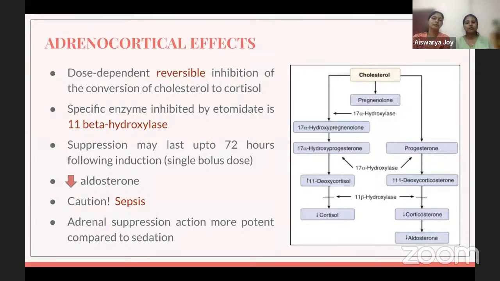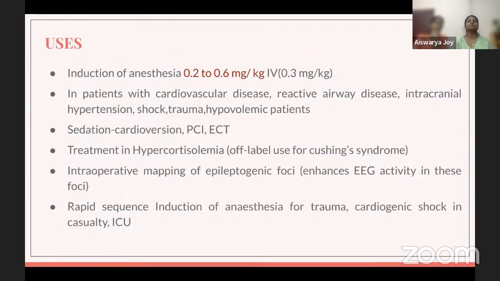Coming to the adrenocortical effects, which are the most important side effect of etomidate, there is dose-dependent reversible inhibition of the conversion of cholesterol to cortisol. The specific enzyme inhibited here is 11-beta hydroxylase, and the suppression may last up to 72 hours following a single bolus dose induction. It also decreases aldosterone, so we should be cautious in its use in sepsis patients, and the adrenal suppression action is more potent compared to its sedative property.